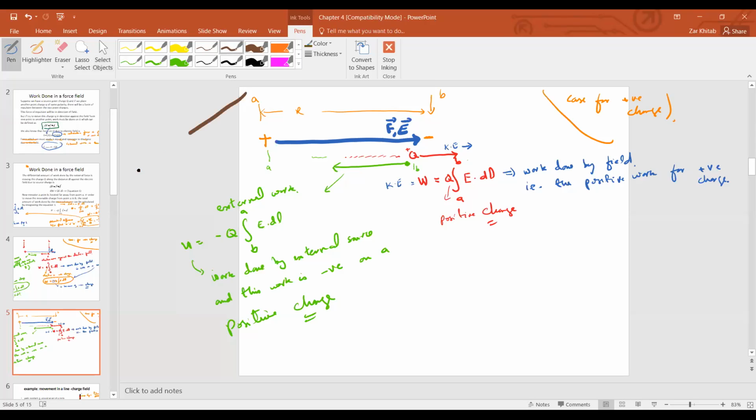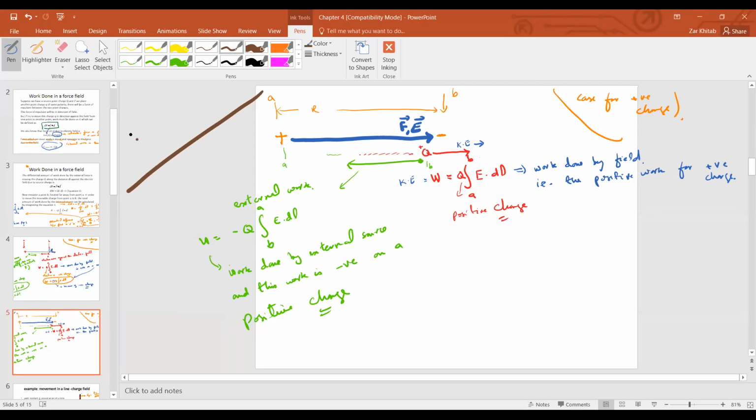This is the case you find in books. The previous case is not listed in the books. Why? Because in books you take the conventional current.